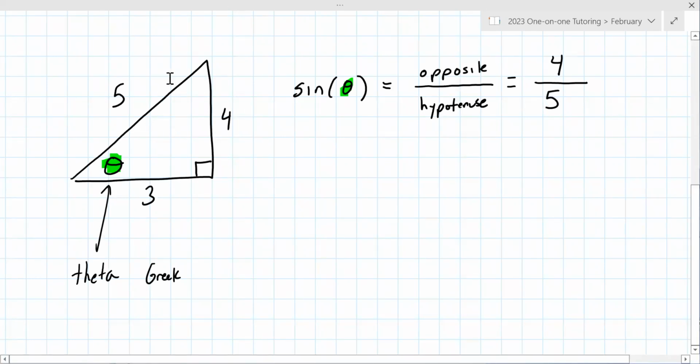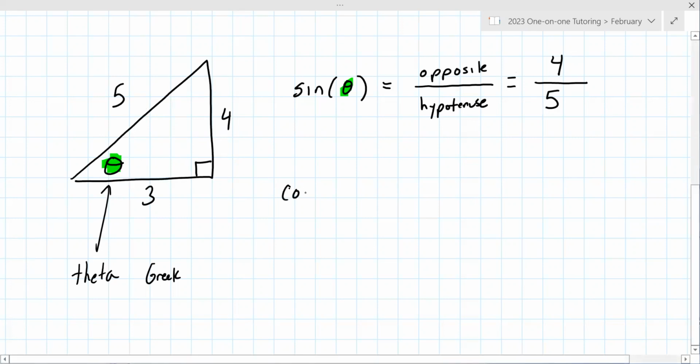Why is the hypotenuse 5? Because it's at the side, at the right or the left side of the angle. It's the longest leg. The hypotenuse is always across from the 90. Is that okay? Great.